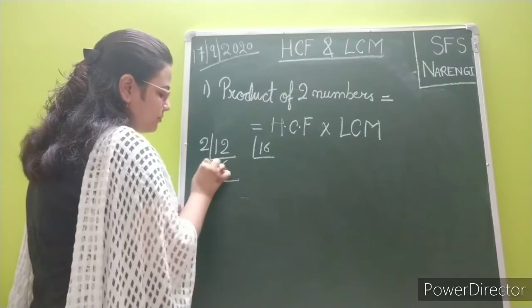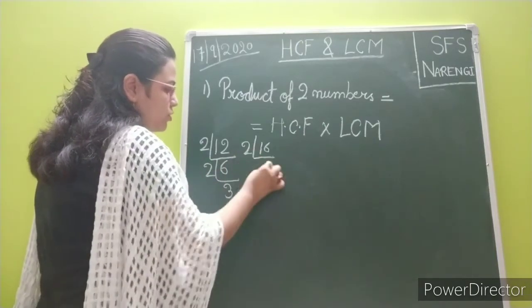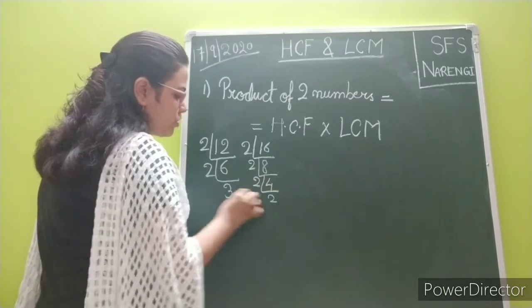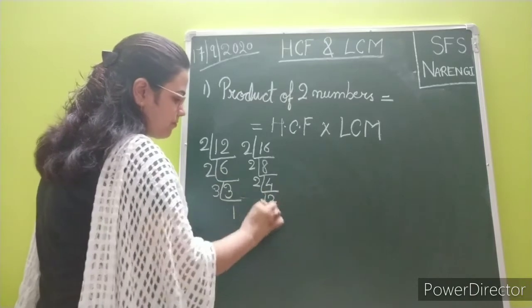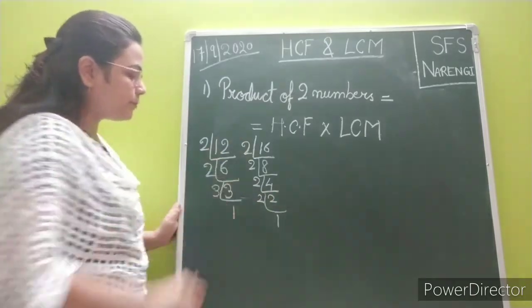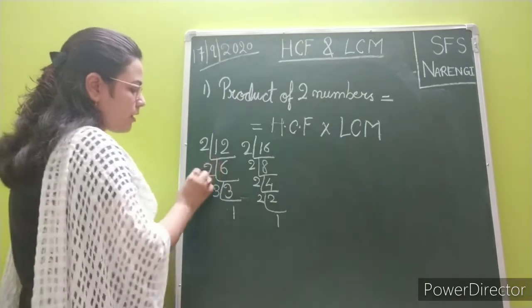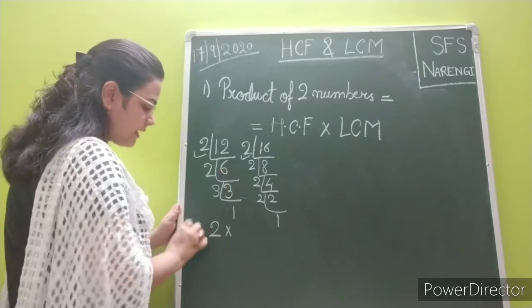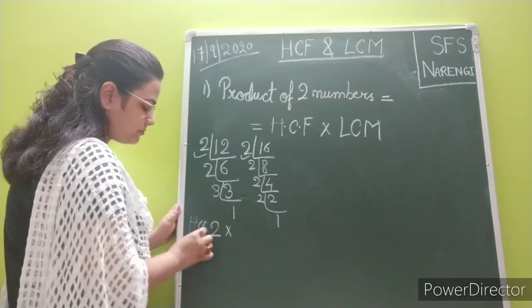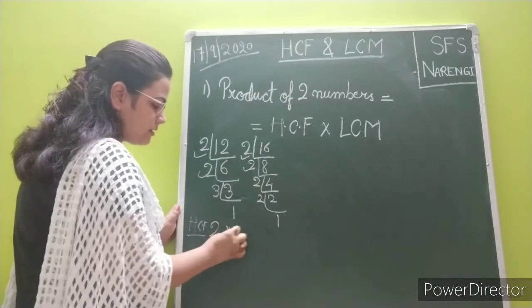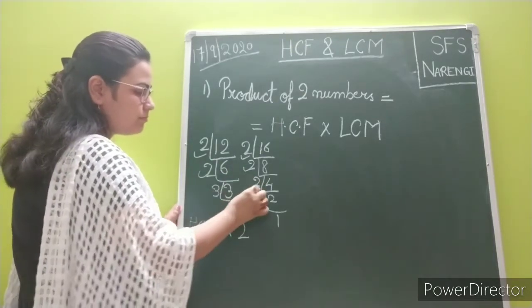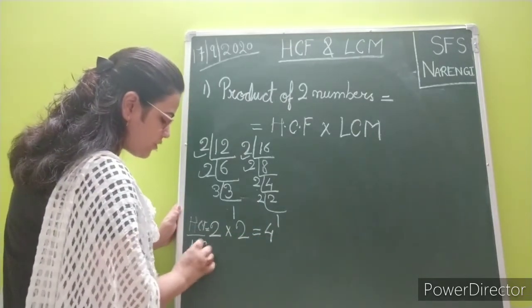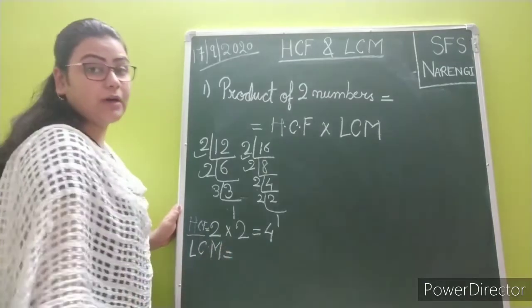Two sixes are 12, two threes are 6, two eights are 16, two fours are 8, two twos are 4. So this one we had what? This and this we have 1, 2. This is the HCF. This and this, 2. So what is the HCF? HCF is 4.